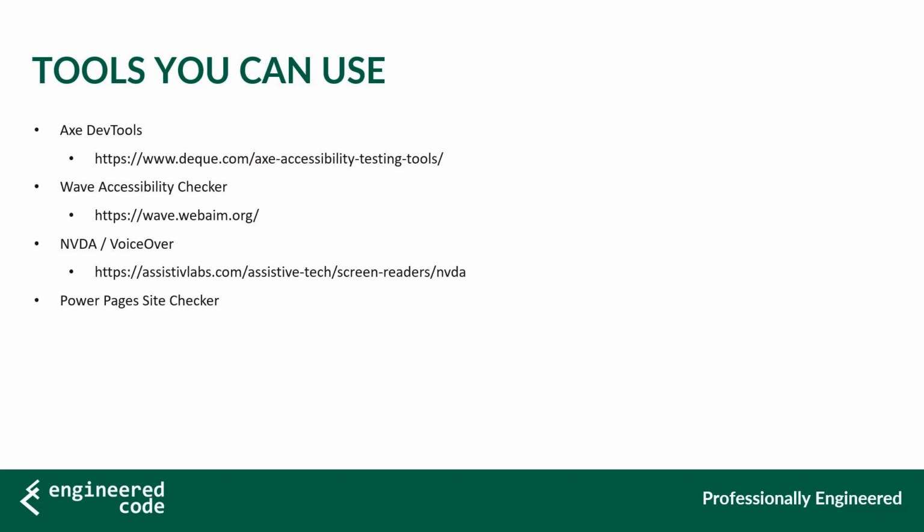It's great to see where labels are missing or headers are out of order. It's good for spot checking during your development. Then there's NVDA, which is Non-Visual Desktop Access. That's a free open source screen reader tool. It's great for testing how your content sounds. And then there's obviously the Power Pages site checker, which I mentioned earlier.